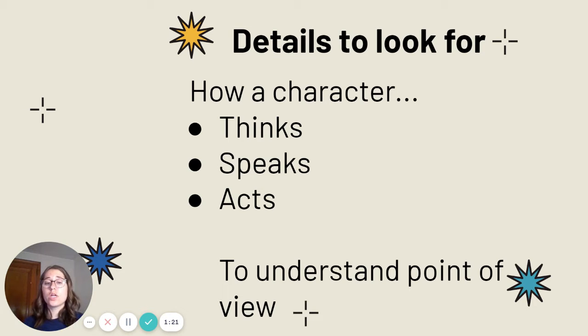Some details to look for to understand point of view: how a character thinks. Maybe they say something in their head that would give us a better idea of their point of view. How a character speaks, so maybe the exact words or dialogue that they use, and how a character acts in a story. Each of those can help us with the point of view. And if there are any pictures or illustrations in the story, we can look at those to help with the point of view as well.